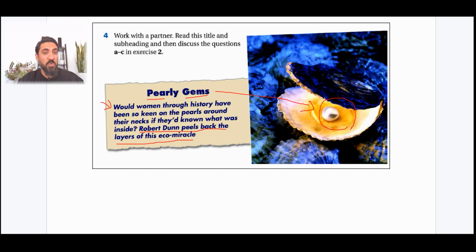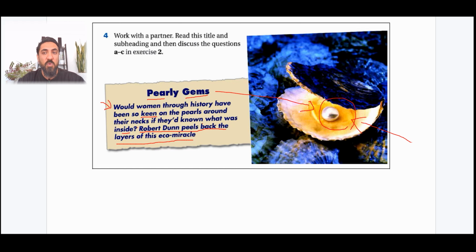Would they be so keen to know what was inside and to use them? If they knew what was inside, would they be so keen to put these pearls around their necks? So this means that if women knew what was inside these pearls, they would never use them. So this is a general understanding of the topic.